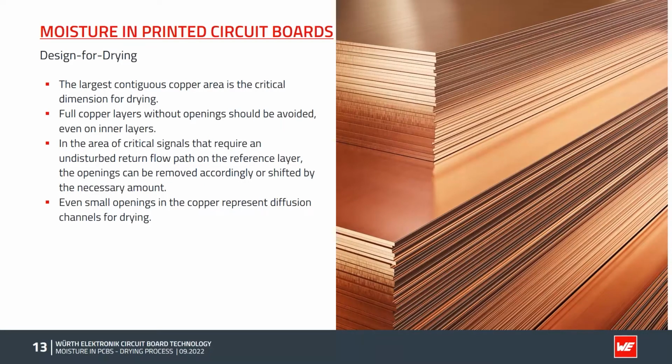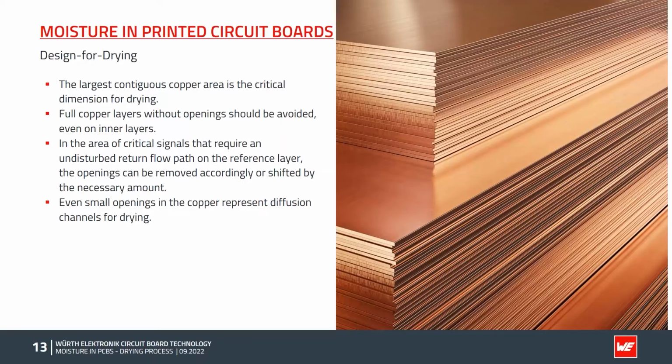So we already know a lot of different designs: design for test, design for reliability, design for cost, and things like that. But today we have to talk about design for drying, and the largest contiguous copper area is the critical dimension for the drying process. And full copper layers without openings should be or must be avoided, even on inner layers.